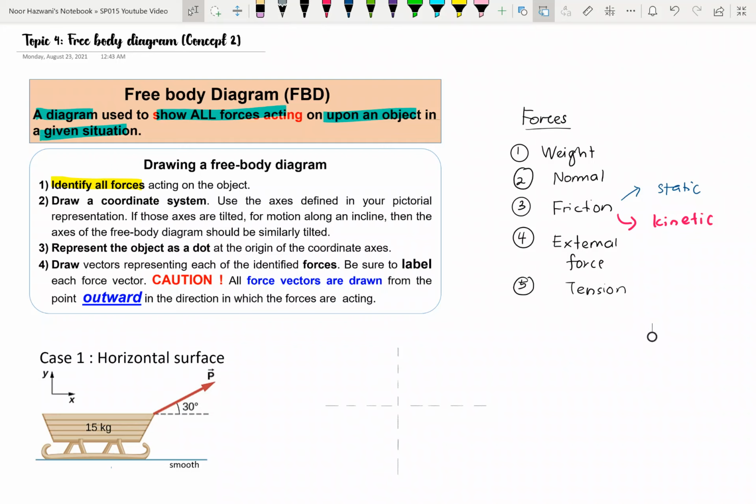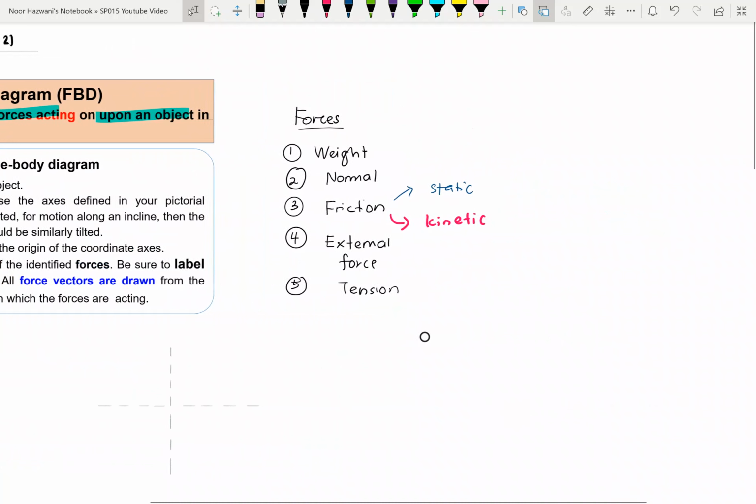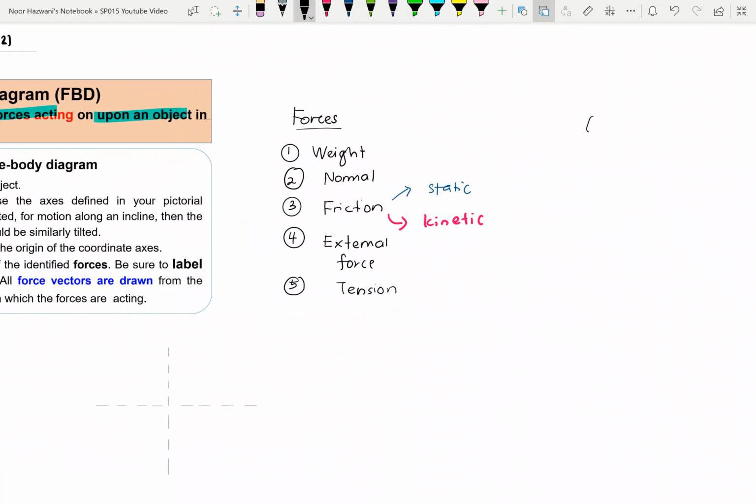So first thing first you kena tengok 5 ni. Identify one by one. Ada tak acting upon that object. Okay, second, you have to draw a coordinate system. So, bila kita cerita tentang coordinate system, so it means, okay, coordinate system ni maksudnya, you have to draw X and Y axis.